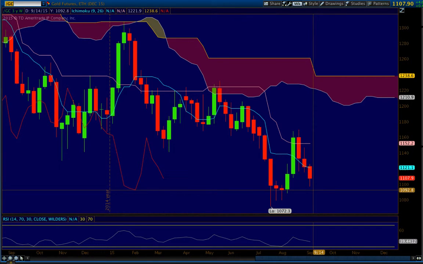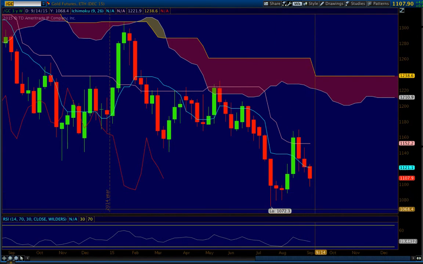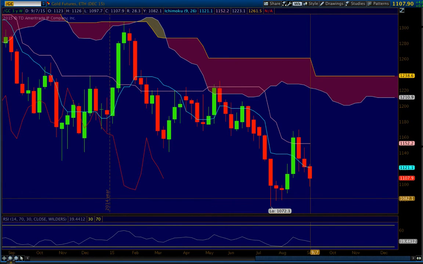And there are a lot of bottoming tails under 1092, so there could be support down here in this area. If you want to get bullish gold, you want to see price action get back over the Tenkan-sen. That would be a start, but overall we're quite bearish on the weekly time frame for gold. If we do get over the Tenkan-sen at 1121.10, we could head towards 1152.20.